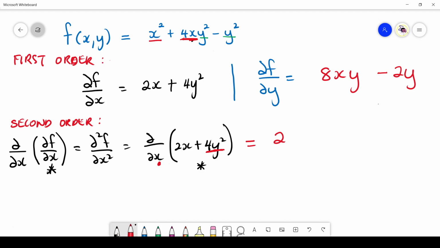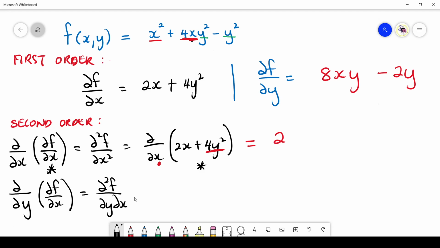All right, so let's go ahead and find another one. What if you had to find delta delta y of this function, delta f delta x? How are we going to do that? Well, first up, what's it going to produce? That's going to produce delta 2f delta y delta x. All right, so how do we know what goes where? Well, first of all, according to our brackets, we have to find out what delta f delta x is equal to. Well, that's just 2x plus 4y squared.